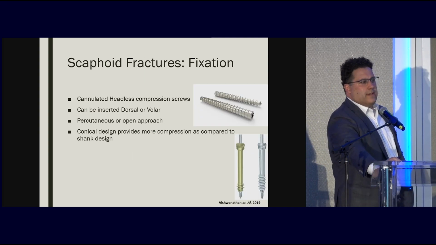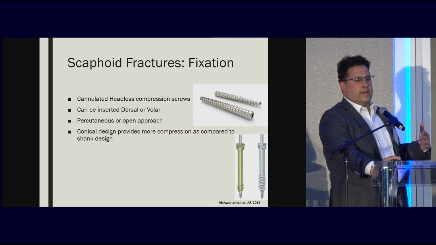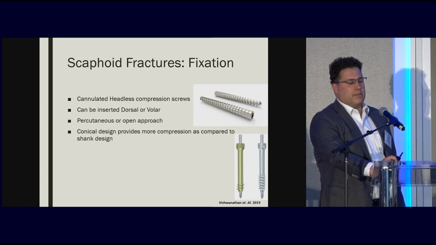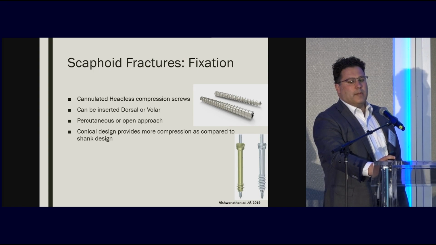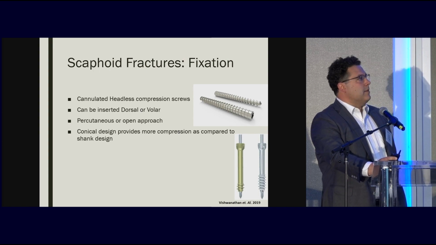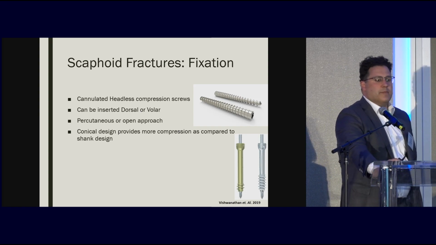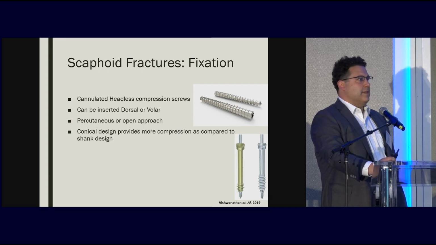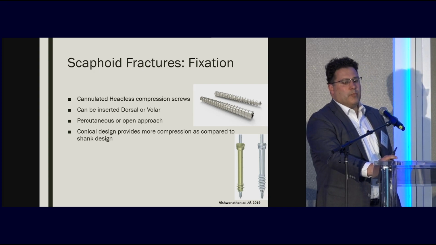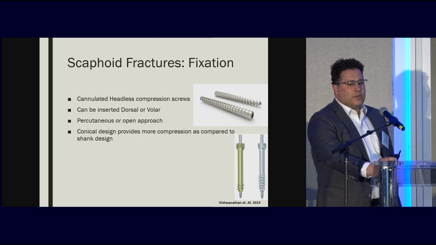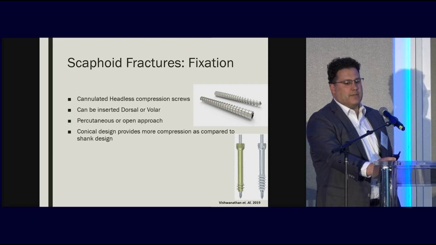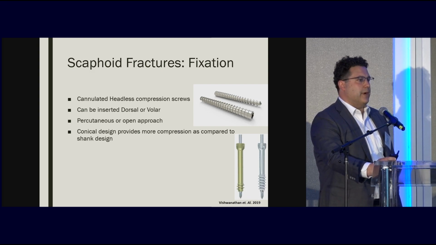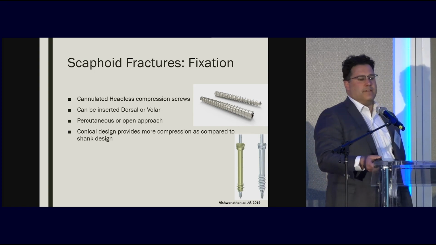So now that we made the diagnosis of a scaphoid fracture and it's displaced and we want to fix it, or if it's a proximal pole, how do we fix it? The mainstay of scaphoid fixation are headless compression screws. These can be inserted dorsally or volarly. They can be done percutaneously. They can be done open. I prefer conical screws like the AccuTrax because they provide more compression as compared to the traditional shank design of the Herbert screw.